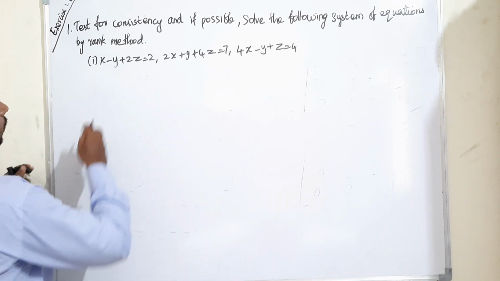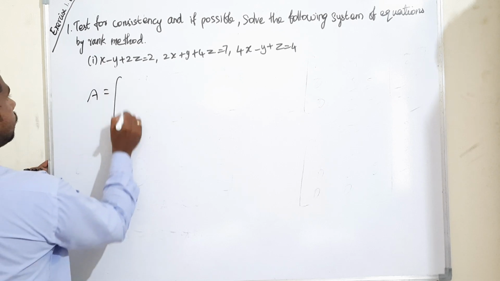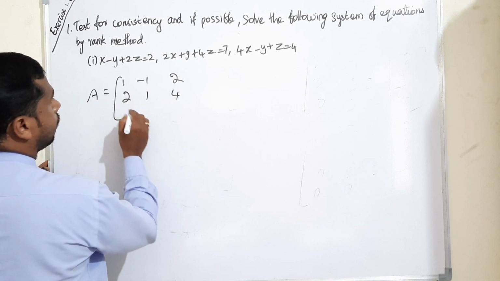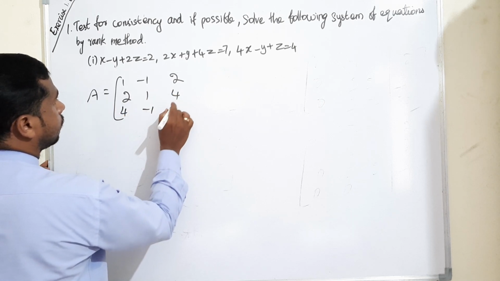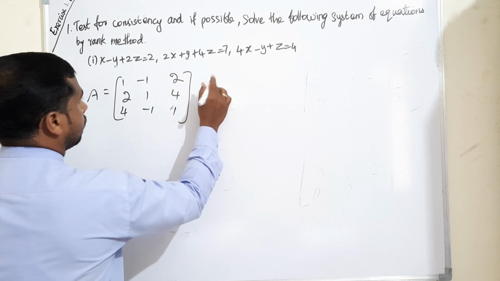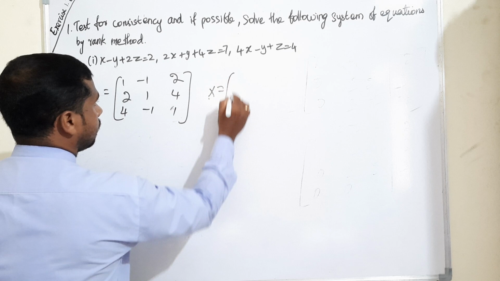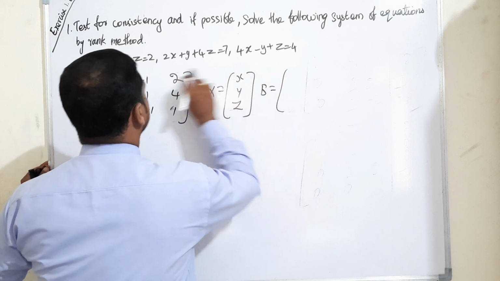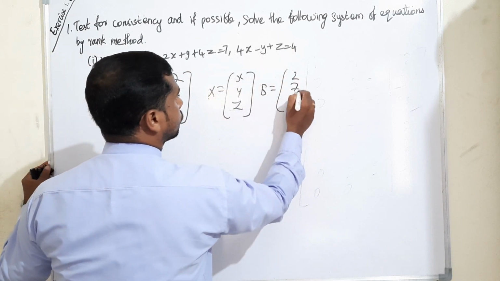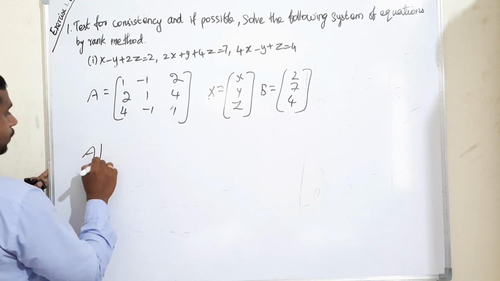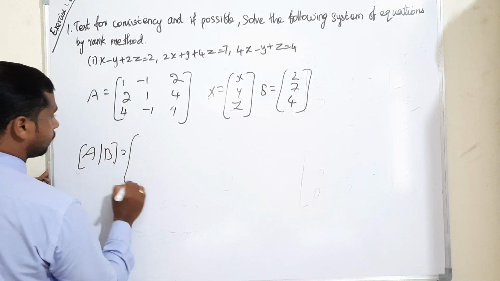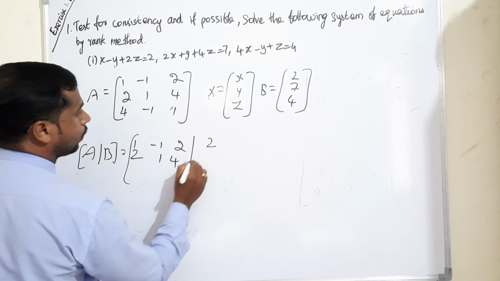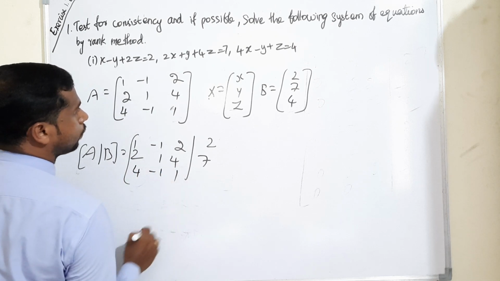First, we have to make it an augmented matrix. Capital A is equal to 1, minus 1, positive 2; then 2, 1, 4; then 4, minus 1, 1. Then what is the value of x? X, y and z. Then b means 2, 7, 4. Then comparing the augmented matrix with b: 1, minus 1, positive 2, 2; 2, 1, 4, 7; 4, minus 1, positive 1 and 4.